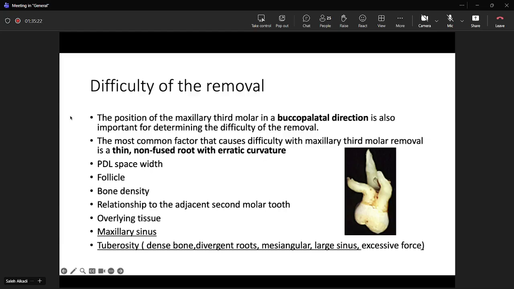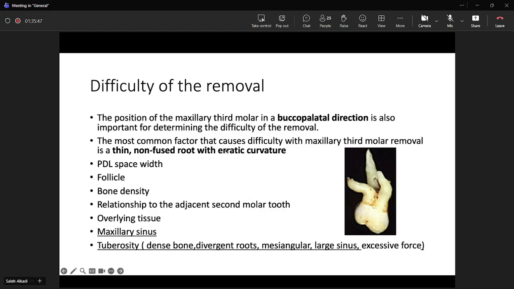So what are the factors that we need to consider when you're assessing an upper third molar for extraction? Of course, the most important factor is the buccopalatal direction. This is very important because this will tell you the amount of bone that you need to remove. The more the buccal direction, the less bone you need to remove. The more the palatal direction, the more bone you need to remove.